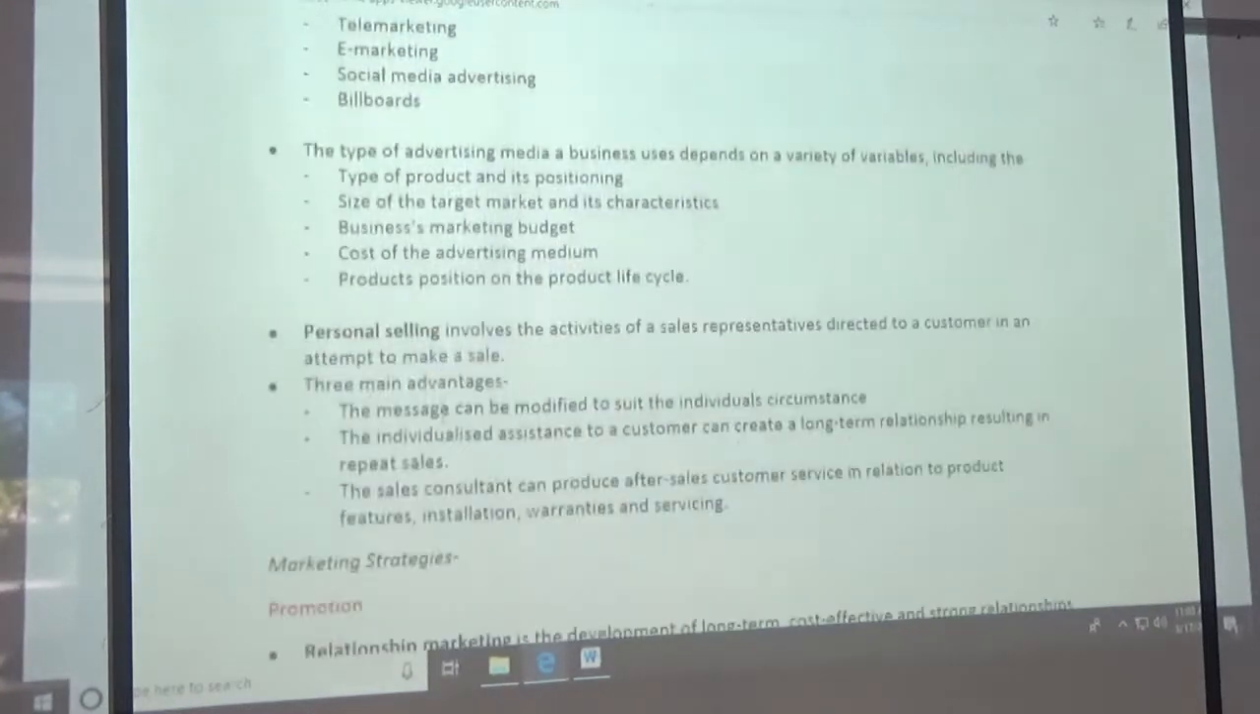The types of advertising media a business uses depends on a variety of variables. What is going to determine what kind of advertising you'll use? Some of you are small businesses and you're not going to spend so much money on advertising, like a TV ad, for example. Not only does it miss your target market because you have a geographical location in Ho Chi Minh City, but it's very expensive and you don't have that kind of money.